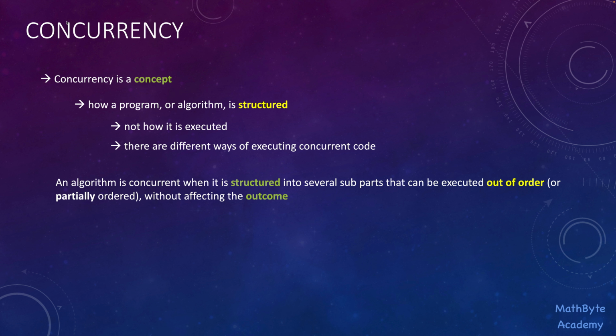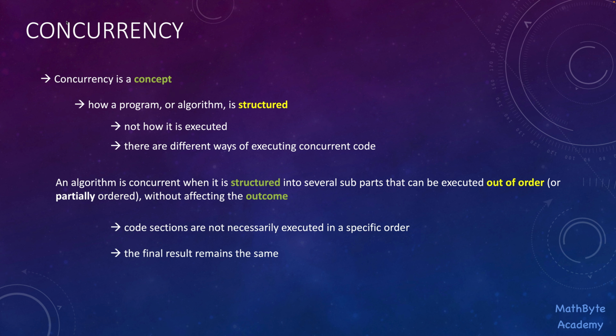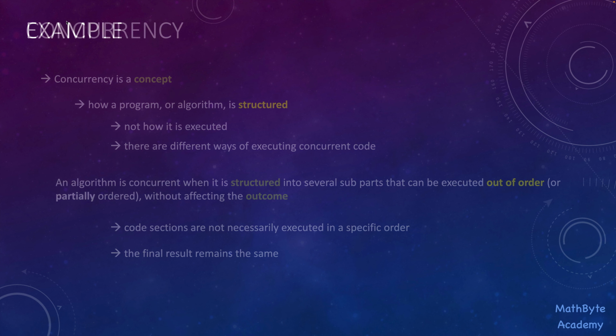So an algorithm is concurrent when it is structured into several subparts that can be executed out of order or partially ordered, but really we want out of order without affecting the outcome. Now the code sections therefore are not necessarily executed in a specific order, but the final results remain the same. That's kind of key to concurrency.